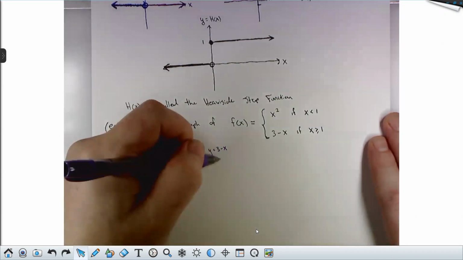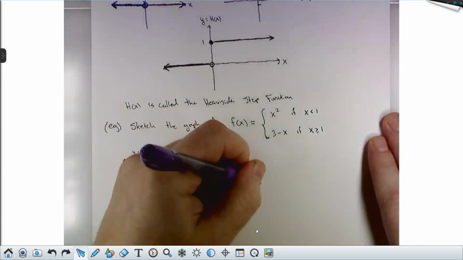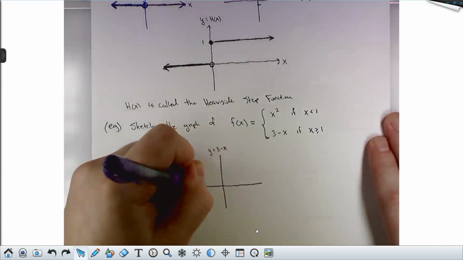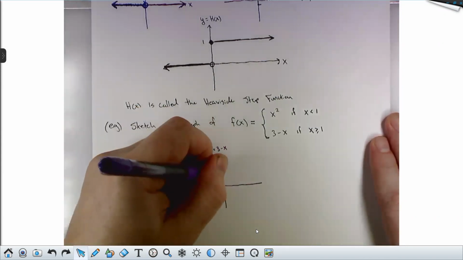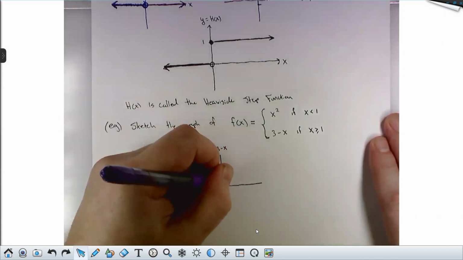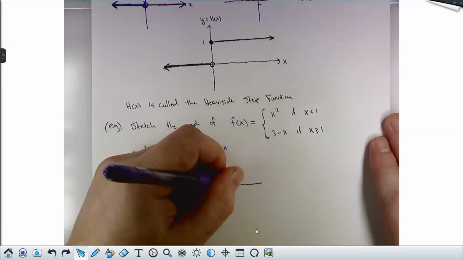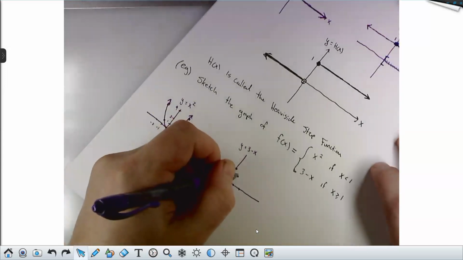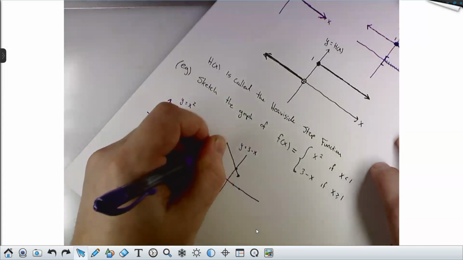3 minus x is a line. The slope of that line is negative 1. The y-intercept of that line is positive 3. So we'll go 1, 2, 3 up. And then our slope: over 1, down 1, over 1, down 1, and so on. So here's 3 minus x.